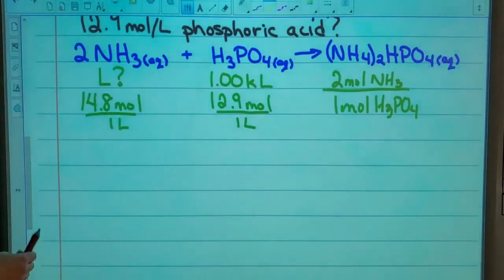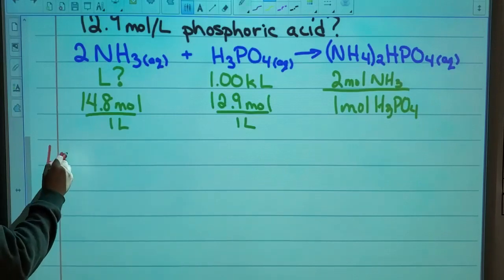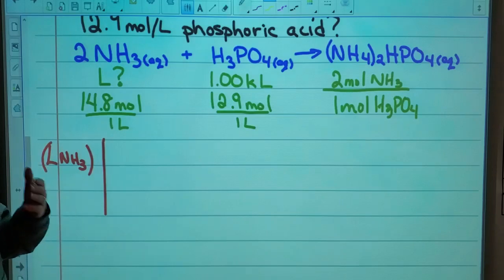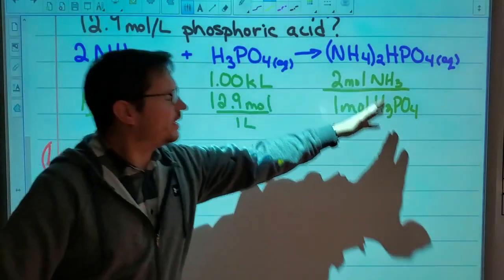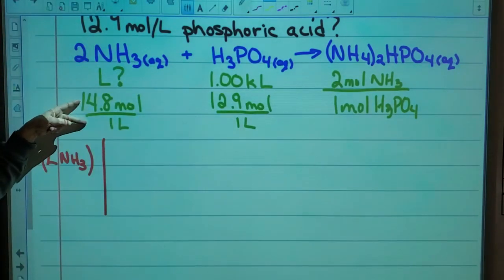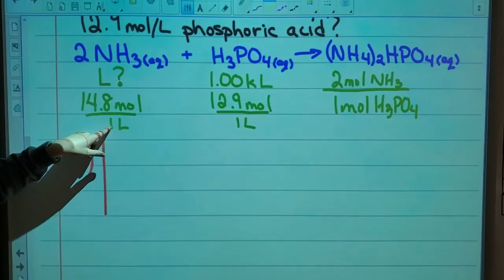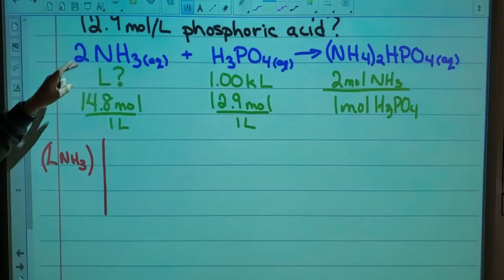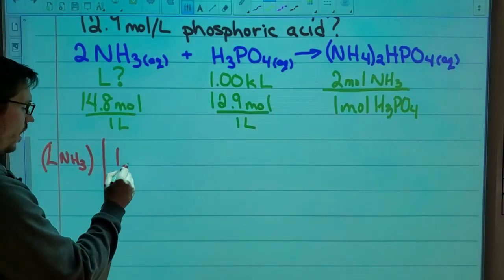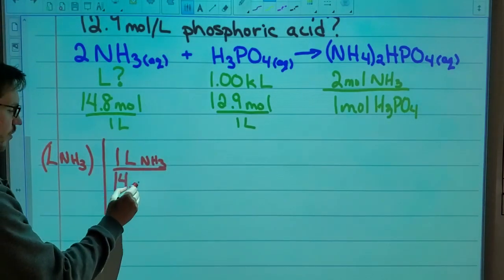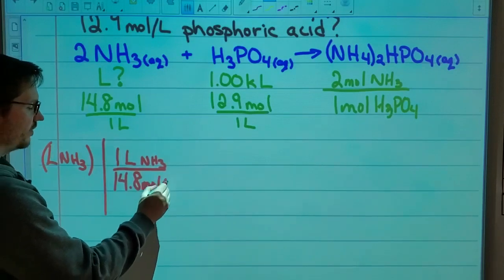So let's go ahead and start doing our unit analysis. We're looking for liters. We're looking for liters of our NH3. Well, where do we have liters of NH3? I'm going to look under NH3 and I'm going to look for liters. Hey, I got liters right in the bottom of this thing. So I have liters of NH3. All I have to do is flip our concentration for the NH3. So 1 liter of NH3 for every 14.8 moles of NH3.